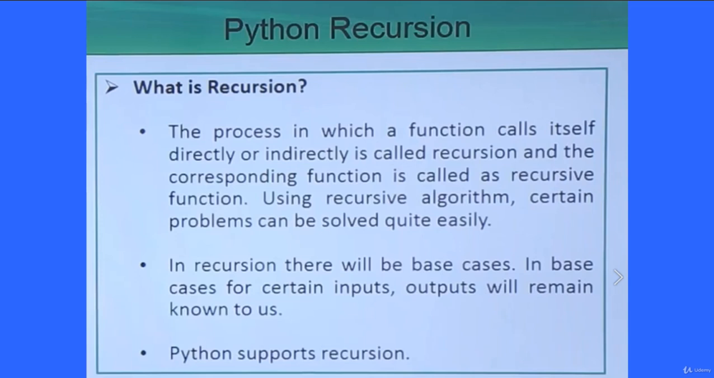In the case of GCD calculation of two numbers, the base case is that if the two numbers are equal, then the GCD is any one of the numbers itself. So that is known as a base case. That means for certain inputs, outputs are known to us. So Python supports recursion.